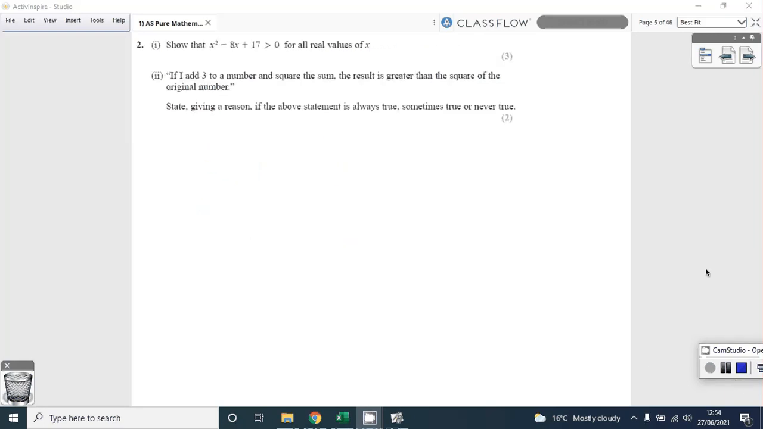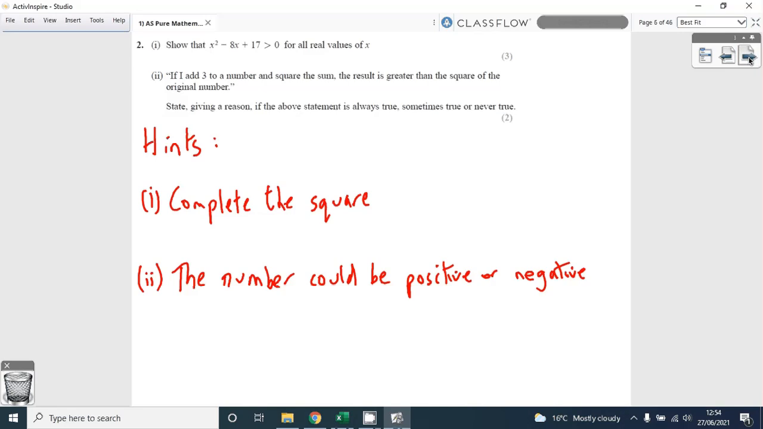So here's question 2. Pause now if you just want to have a go at the question with no hint, or just hang on for a hint in a few seconds. So my hints for this question. For part 1, start off by completing the square, because when you complete the square, that first term which is being squared is by definition greater than or equal to 0. So that's my hint for part 1.